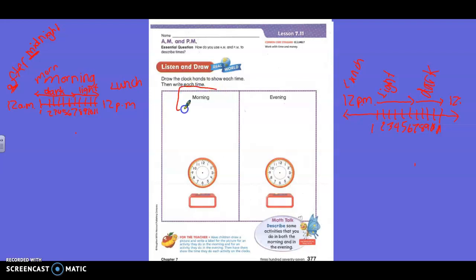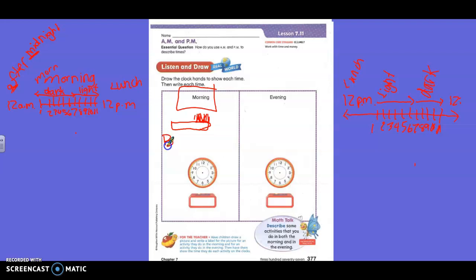What is an activity you do in the morning? What's an activity that you could do in the morning, Kinley? Get ready for school. What's one of the things that you do to get ready for school? Brush your teeth. Let's draw a picture of a toothbrush. You brush your teeth in the morning.